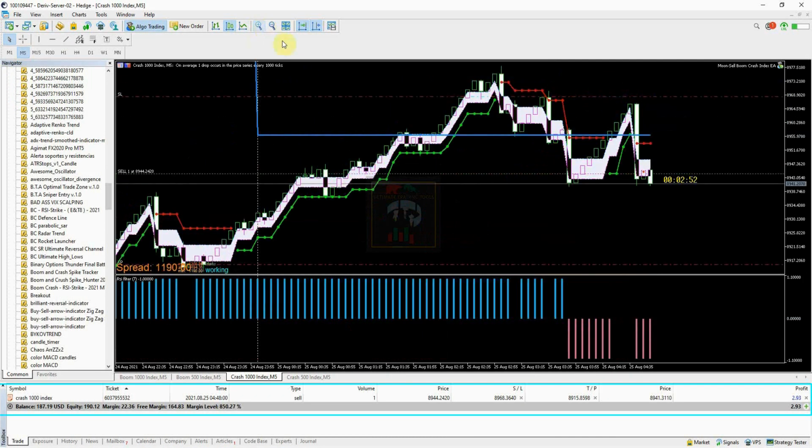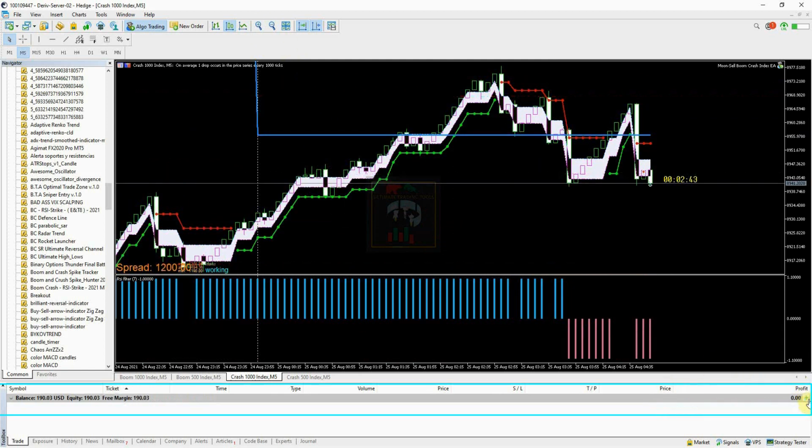Current trade still running, no spike yet. Let me just secure the profit and wait for another trade. The conditions are still right.